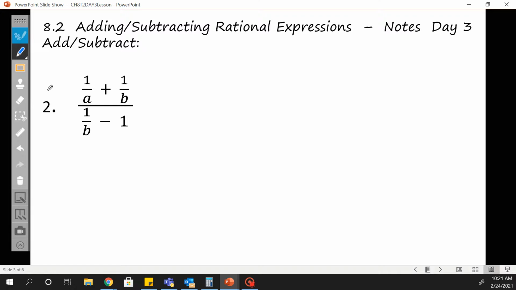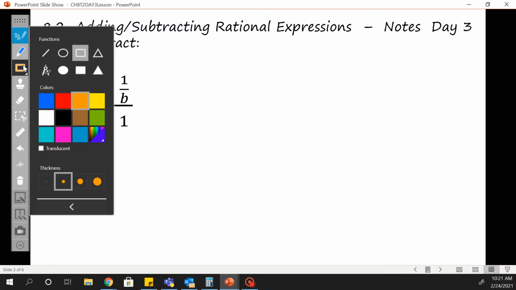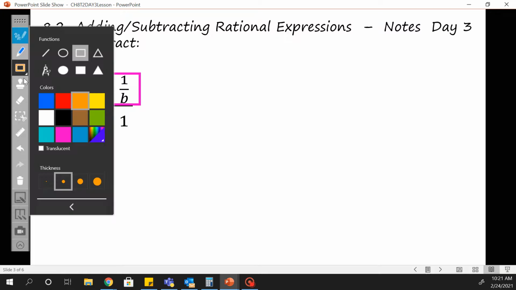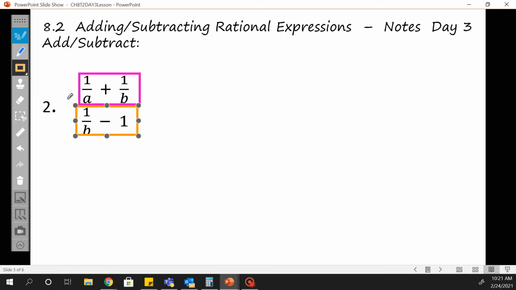Now number 2, we have three things we have to do here because we have addition in the numerator, subtraction in the denominator, and then we have division. So we're going to treat this as three separate problems. This is an addition problem. This is a subtraction problem. When we have those two simplified, then we can divide them.